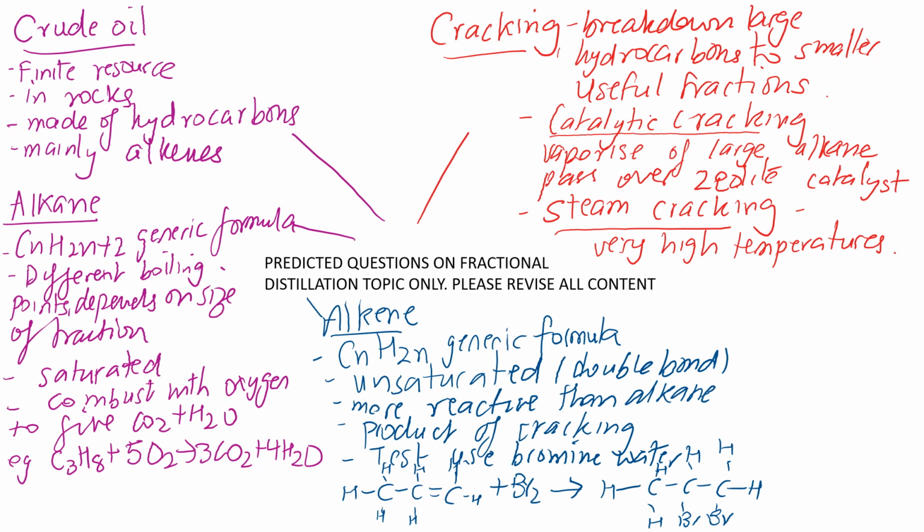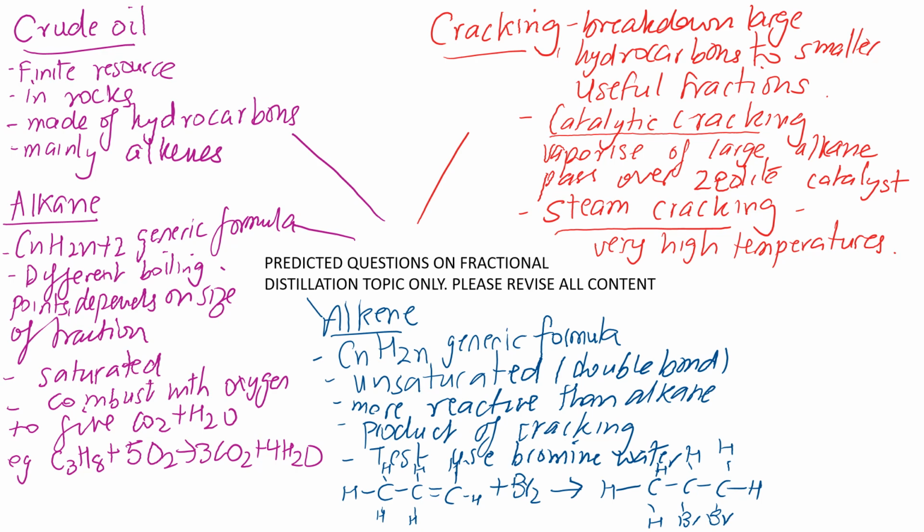Alkenes, on the other hand, have the generic formula CnH2n because they have a double bond, so you're missing the +2. It's unsaturated because of the double bond, and the word unsaturated means that you can add across the bonds. It is more reactive than alkane due to the double bond again, and is a product of cracking.